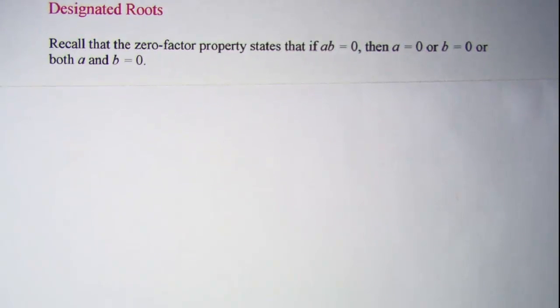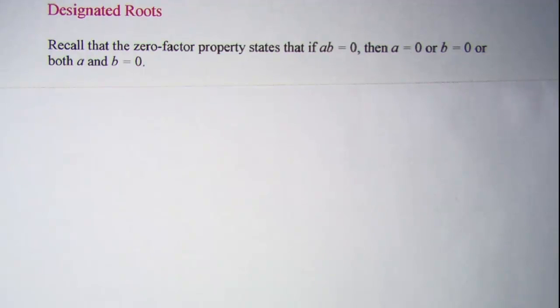In this video, we will be looking at how to find an equation if we know the roots or the solutions to that equation. Recall that the zero factor property states that if A times B equals 0, then A equals 0 or B equals 0 or both A and B equal 0.